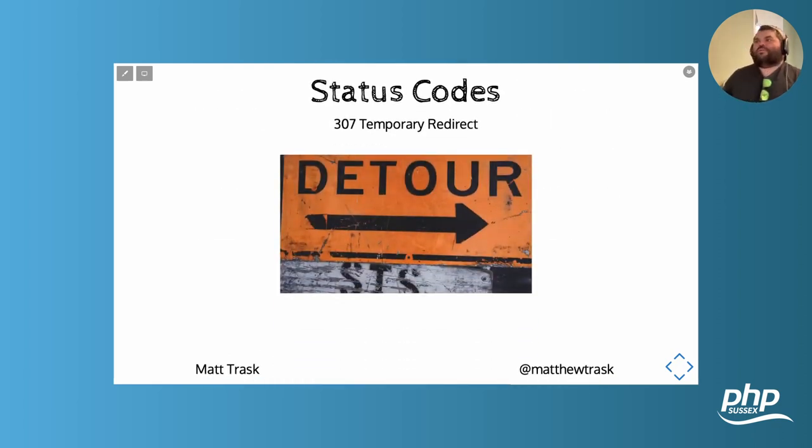307, a temporary redirect. Maybe someone forgot to pay the bill on your domains and you have to temporarily move your API somewhere else while you try and figure out who has a credit card and why they did not buy the domain at the right time. So you might do a 307 temporary redirect to a temporary location where your API may be.